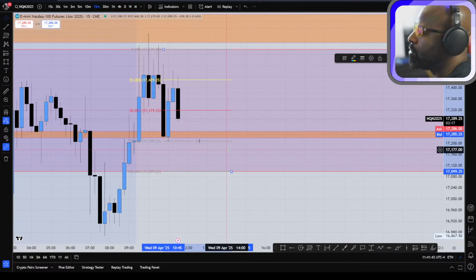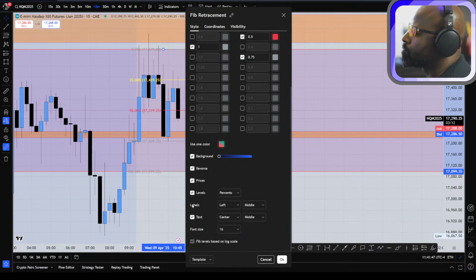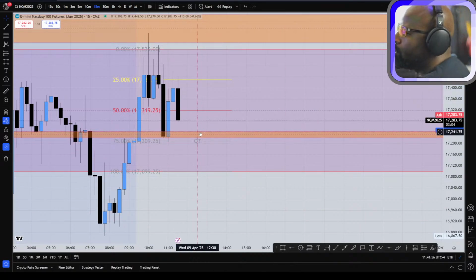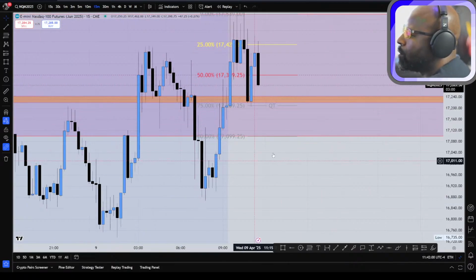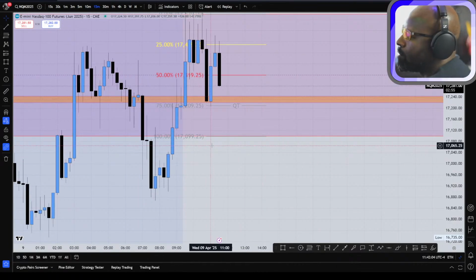I'm going to call it the QT level right here. This quarter level. I'm going to bump up the font just a little bit. Get down below that level, which is today's gap, the new day gap, and then go ahead and exit below this weekly gap.